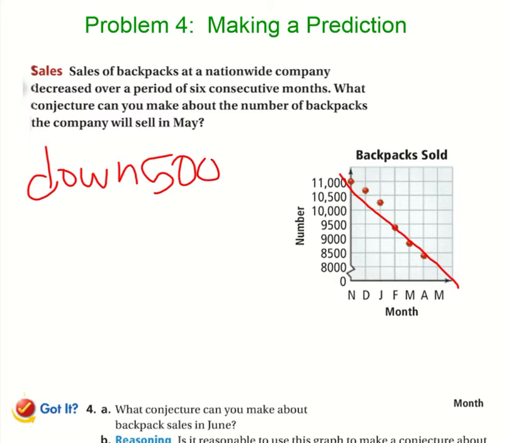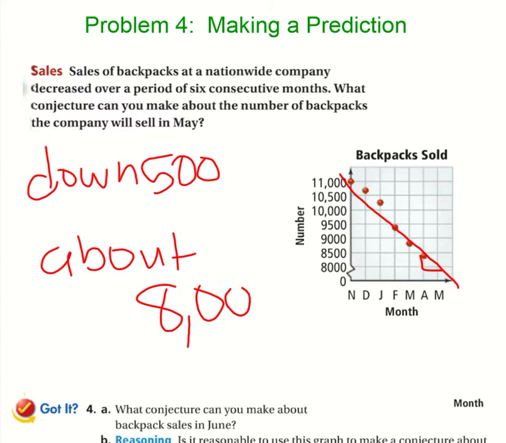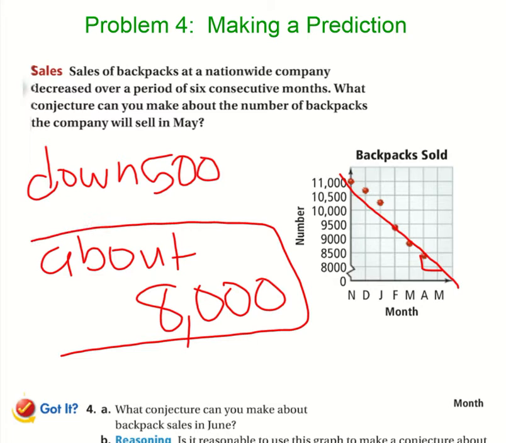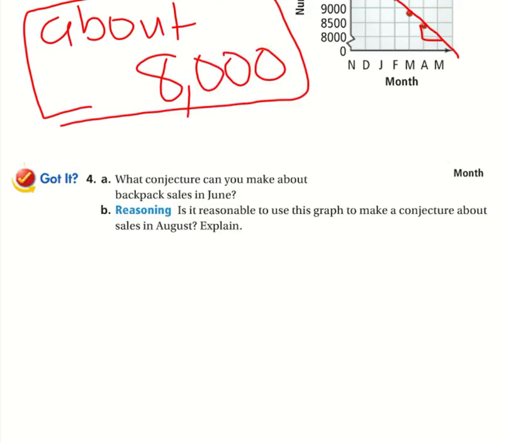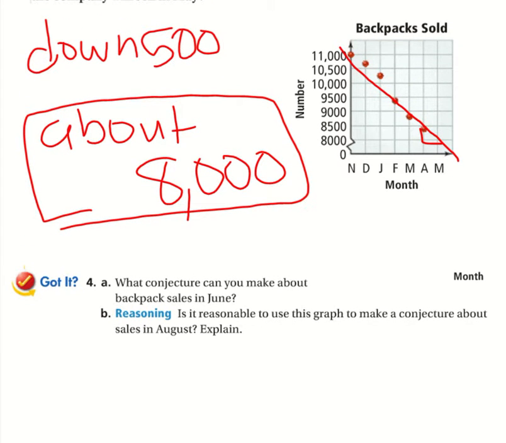And if it goes down by 500 each month, that would mean that in May, it's going to be about 8,000. So there, we looked for a pattern, we saw the pattern, and then we made a conjecture that for May, they're going to have about 8,000 sales for backpacks. So what I'm going to have you do now is use that same graphic to see if you can make a conjecture about backpack sales in June. So pause the video here and make a conjecture.